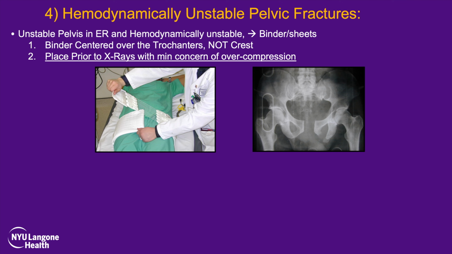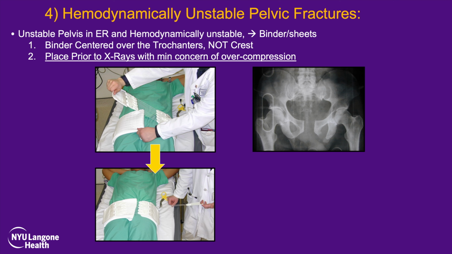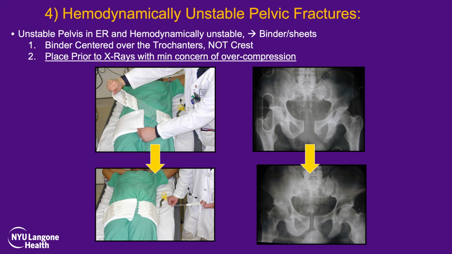done correctly. And then what about hemodynamically unstable pelvises? So the unstable pelvis fracture is traditionally going to get a binder or sheets immediately. This binder is centered over the trochanters, not the iliac crest. Right? You're really using the femoral heads to push this together as a clamp. You place this prior to x-rays, and there's minimal concern of overcompression, although you can generate a lot of torque with these devices, so you don't want to go too far with this. This pelvis, once clamped down, looks like that, and there's the x-ray showing the same type of reduction. Again, this is placed down below the iliac crest.